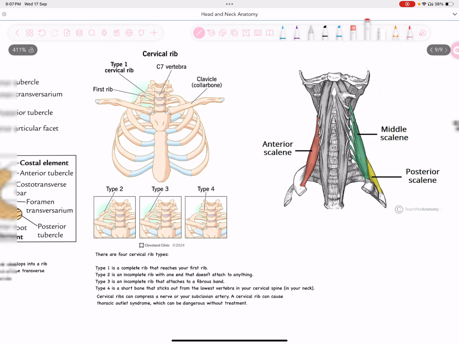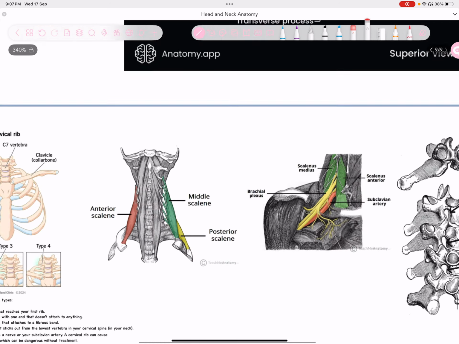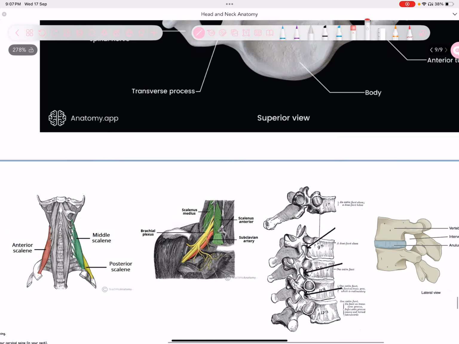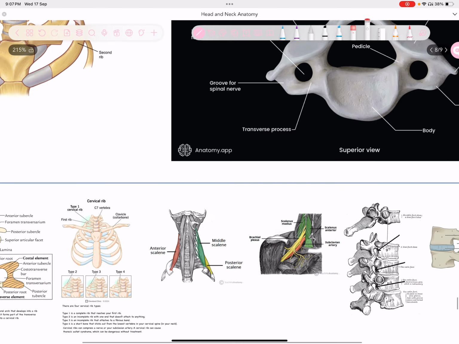Now, one more thing about cervical ribs is that they can compress a nerve or your subclavian artery, and it can cause thoracic outlet syndrome, which can be dangerous without treatment. So here you can see this is the subclavian artery, right? And this is the brachial plexus. So there are high chances that if a cervical rib is coming out, it can damage both of these structures.